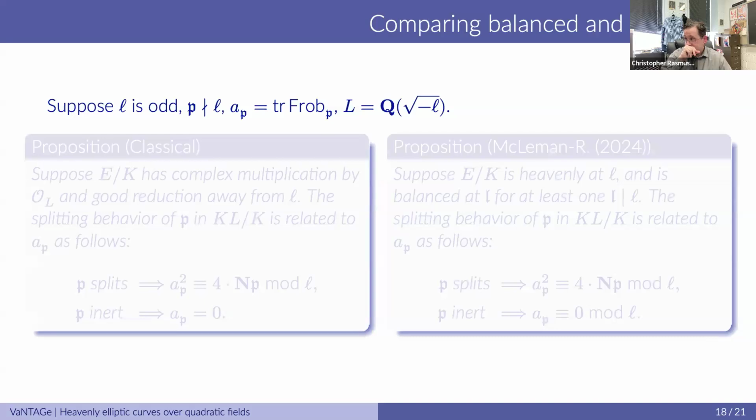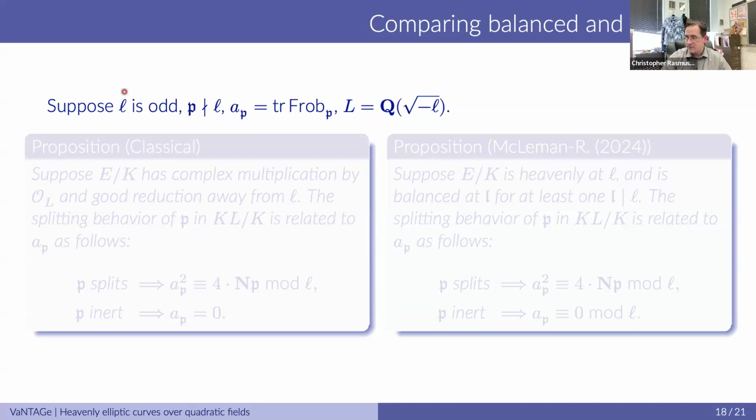All right. So let me explain where the interest in this condition of being balanced comes from. I want to compare the behavior of heavenly elliptic curves which are balanced versus elliptic curves which possess complex multiplication. And so everything I'm going to say right now is over a quadratic number field K. And I'll make some starting assumptions.